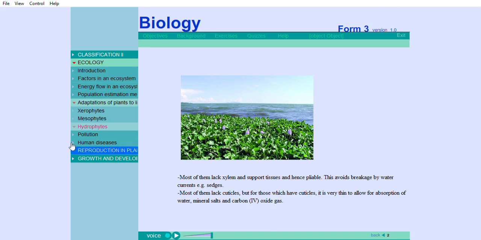Most of them lack xylem and support tissues and hence are pliable. This avoids breakage by water currents, for example, sedges. Most of them lack cuticles, but for those which have cuticles, it is very thin to allow for absorption of water, mineral salts, and carbon dioxide.